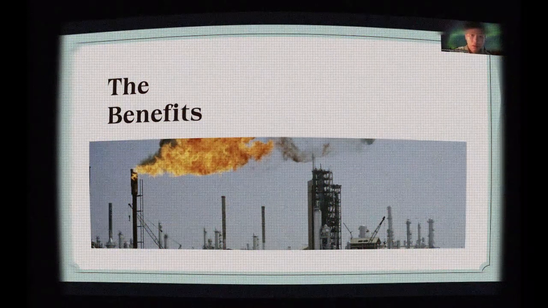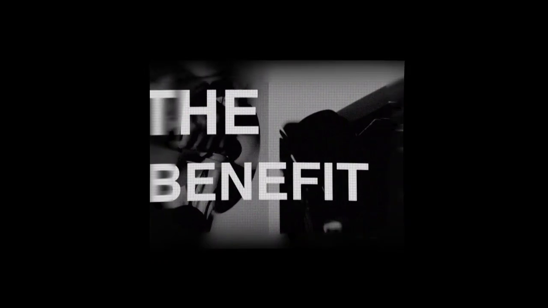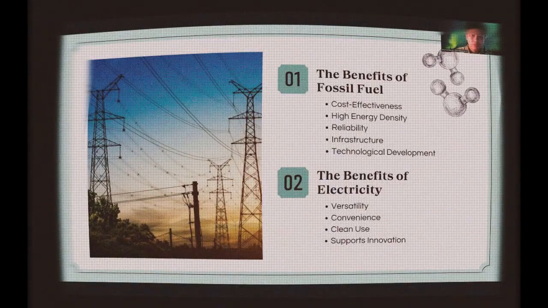Okay, I will explain the benefits of fossil fuels and electricity. Fossil fuels and electricity have several benefits that have made them central to modern energy systems. Benefits of fossil fuels. First, cost effectiveness. Fossil fuels are relatively inexpensive to extract and convert into energy. Second, high energy density. They are easy to store and transport due to their high energy density. Third, reliability. Fossil fuels provide a consistent and reliable energy source capable of generating electricity around the clock. Fourth, infrastructure. The infrastructure of extracting, transporting, and using fossil fuels is well established. And the last one is technological development. The use of fossil fuels has driven technological and economic progress.